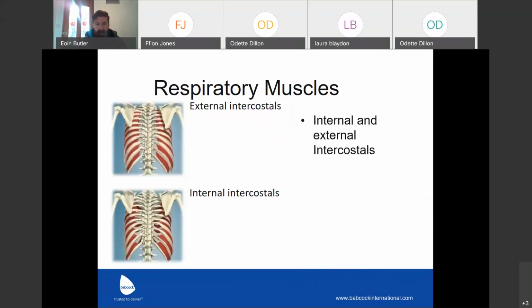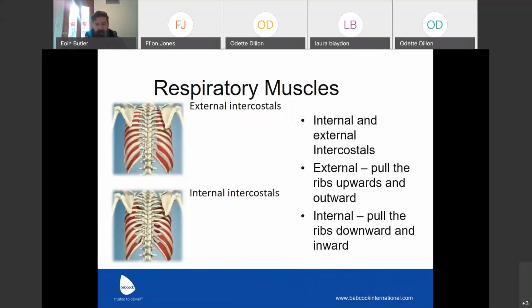We've also got external and internal intercostals. The external intercostals will pull the ribs up and out, again increasing that space in the thoracic cavity. That space needs to be filled, so air is pulled in to fill the lungs. When we breathe out, the internal intercostals will pull the ribs down and inward. The diaphragm will relax and go back to its dome shape. So it decreases the space within the thoracic cavity, squashing the lungs and pushing the air out.